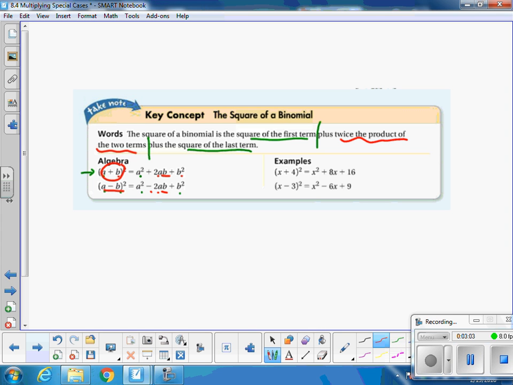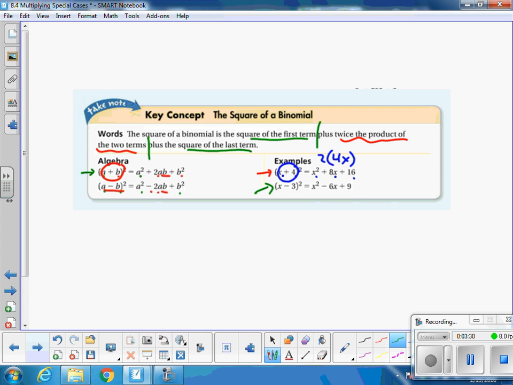Now let's look at it with numbers and some variables. So let's play this out as we look at some more examples. As I look at, again, how I'm squaring a binomial, I square my first term, I square my second term, 4 squared is 16, and then when I do my middle, I'm going to take the product, which is 4x, and I'm going to double it. And that's why I end up with 8x.